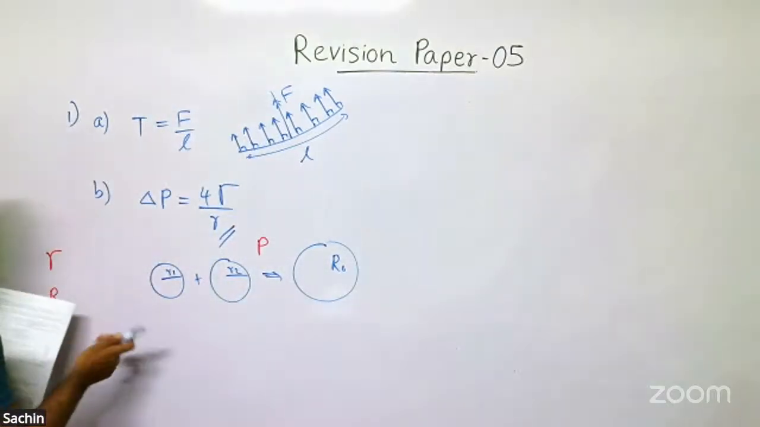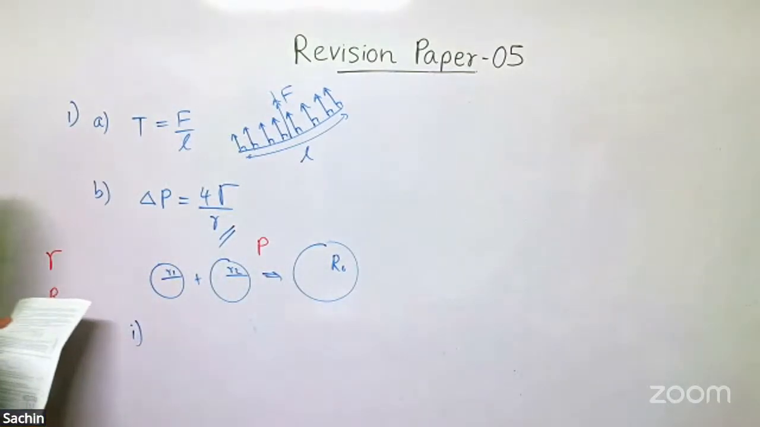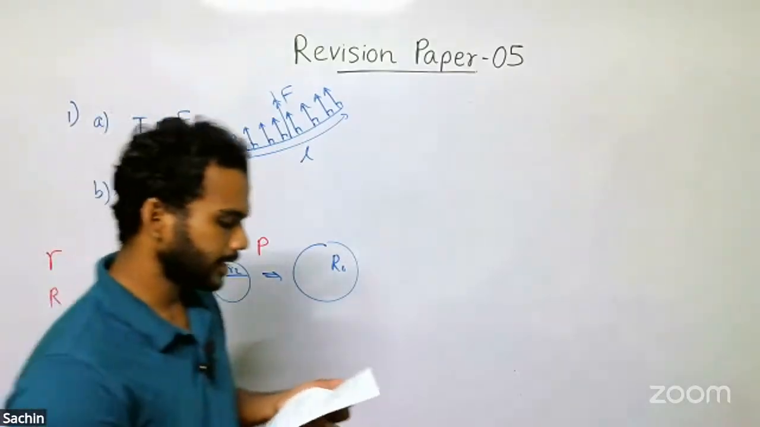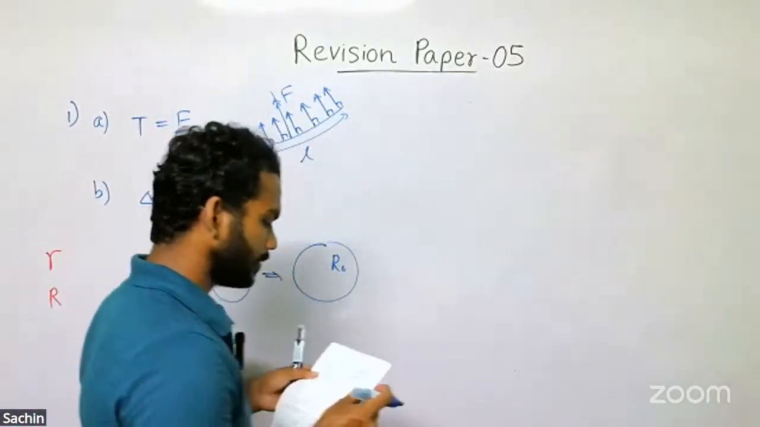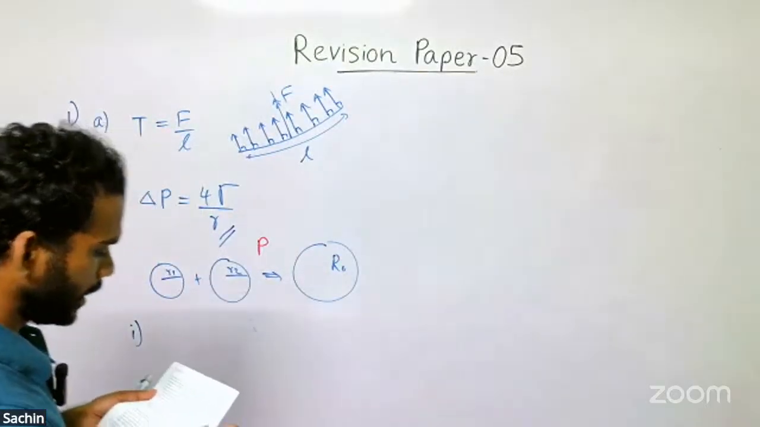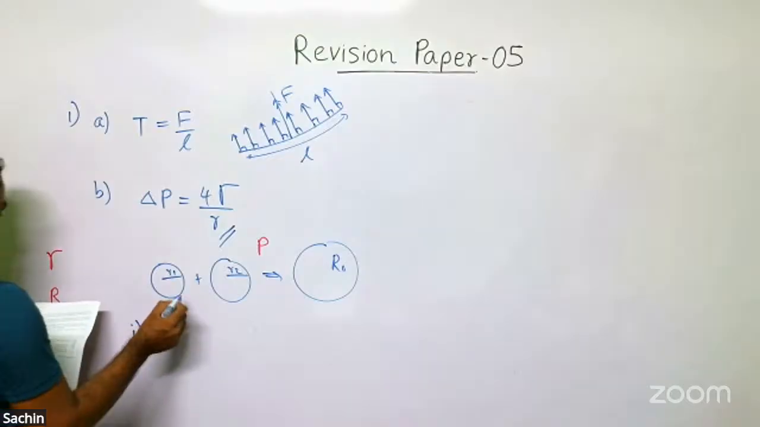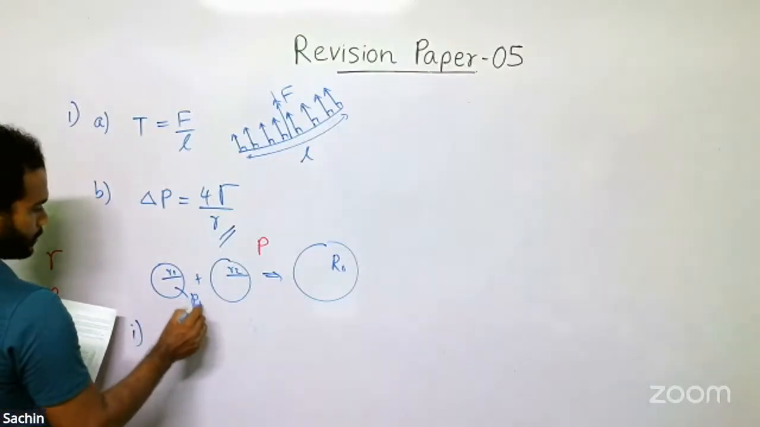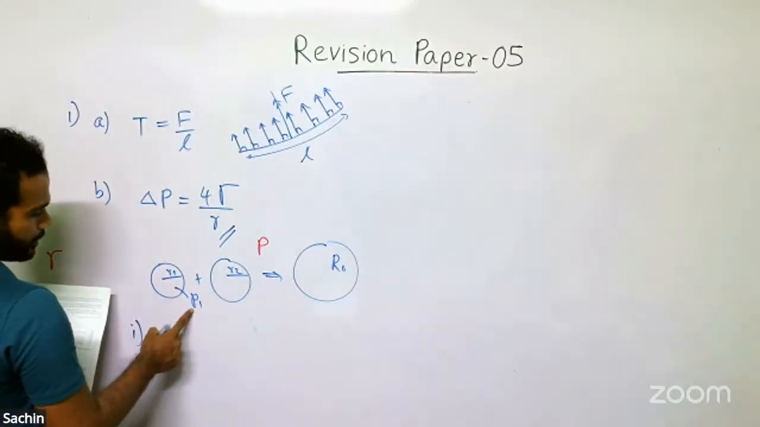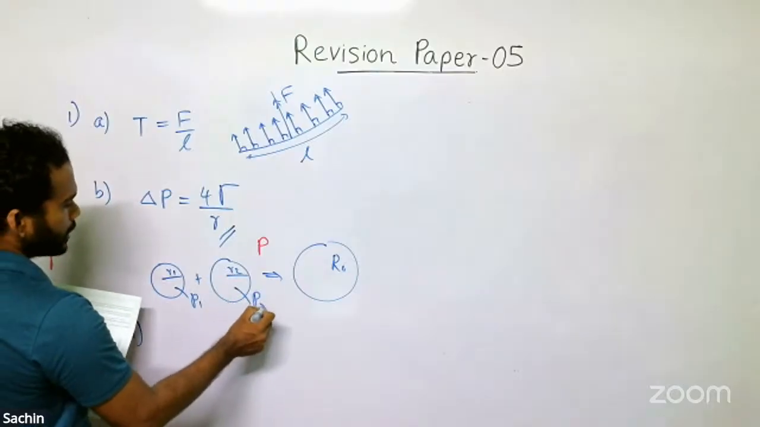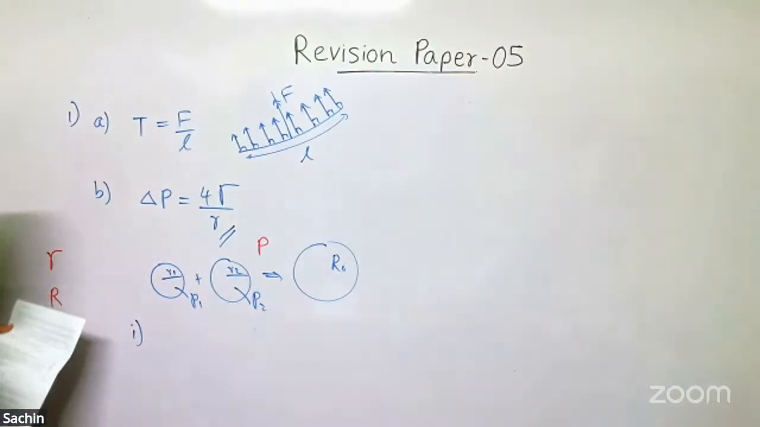First part. Write down expressions for pressure inside bubbles P1 and P2 in terms of P, gamma, R1 and R2. So the pressure inside two bubbles. So the one with radius R1, the pressure, let's say P1. For the next one, we can say the pressure is P2.